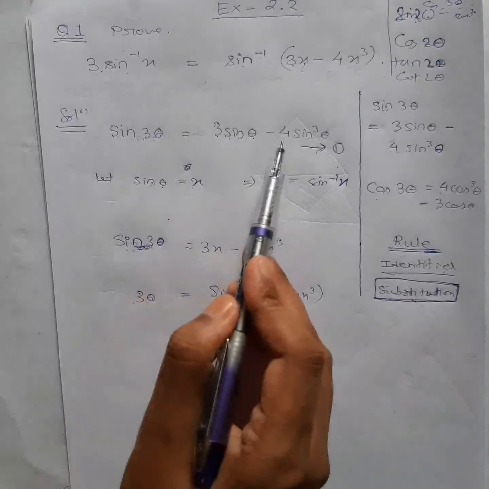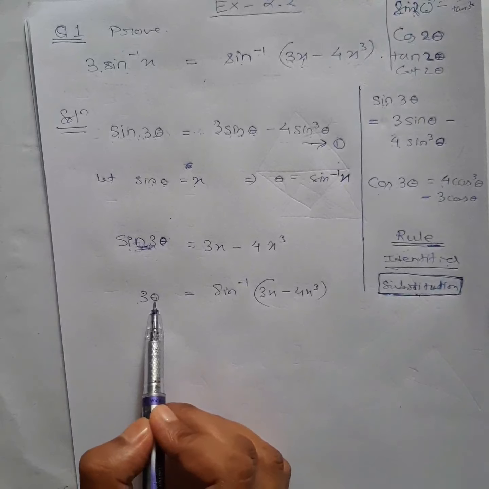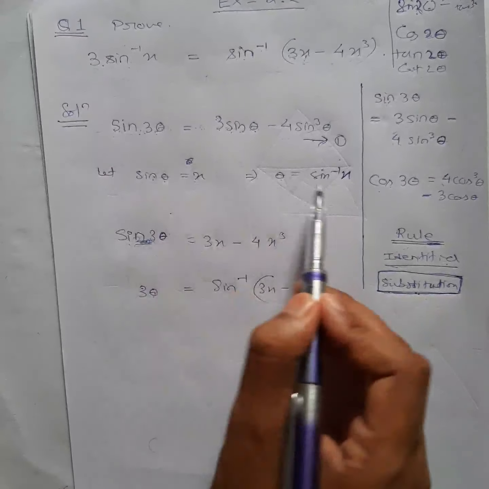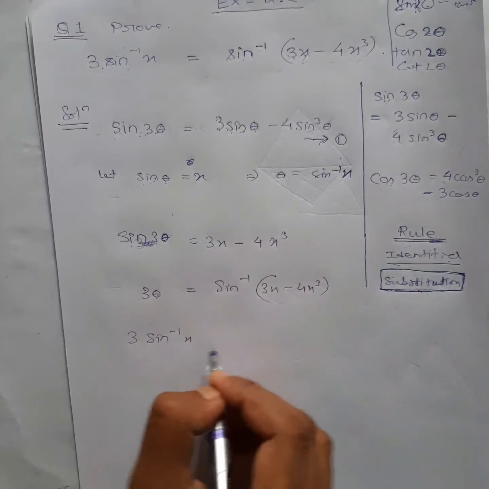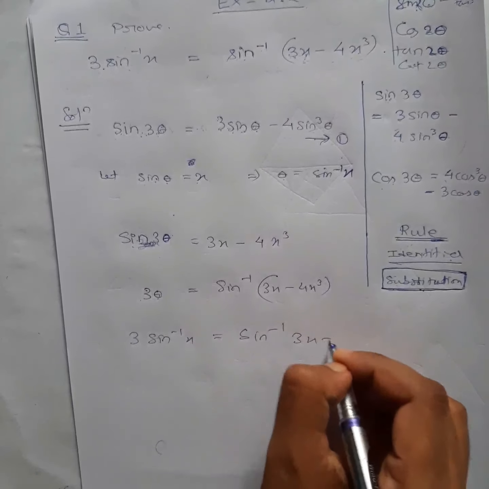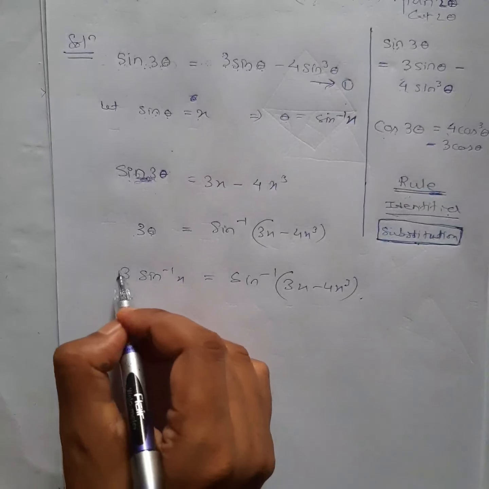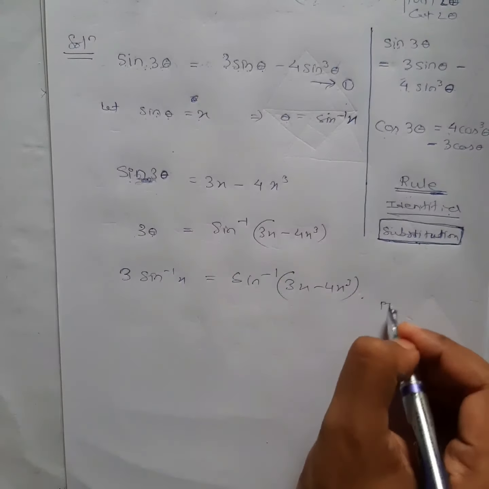Theta we have defined ourselves. In the question it is not there. So this theta, that's why I have converted in terms of inverse. Can you see? Theta will be what? Sine inverse x. So in place of theta simply I will write sine inverse x, equal to sine inverse of 3x minus 4x cube. So very simple question, right? But the thing is you need practice here. Okay, so this is proved.